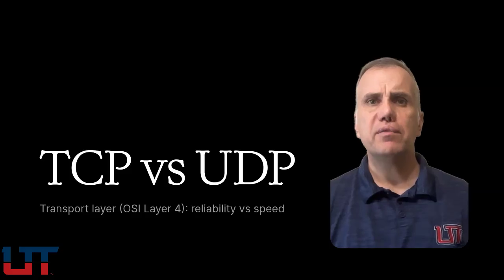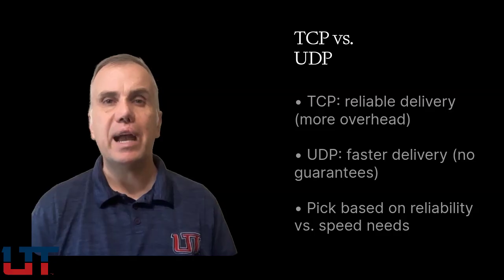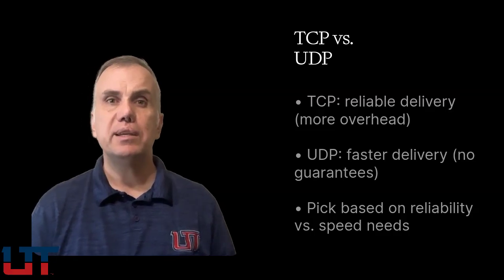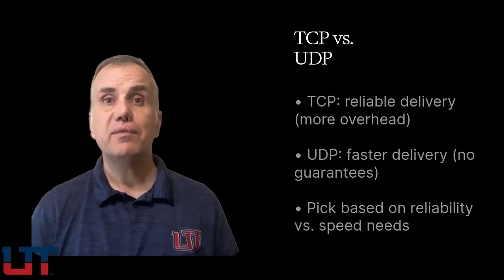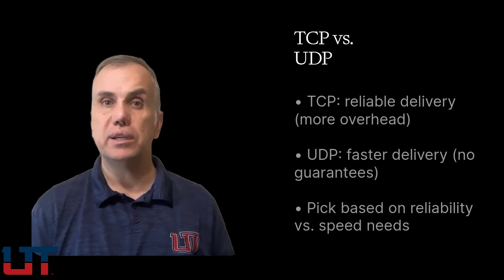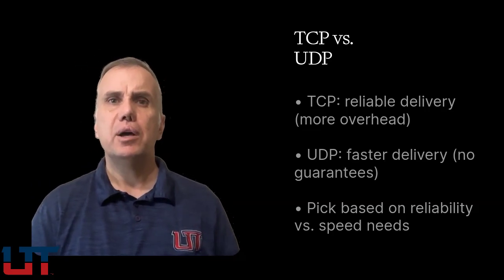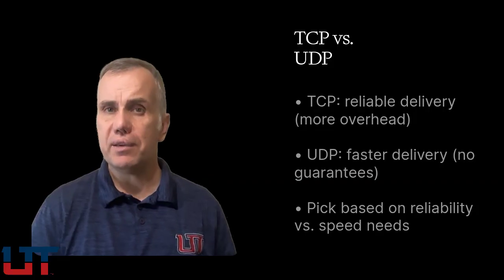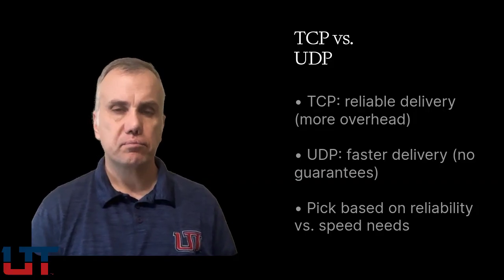The core trade-off between them is reliability versus speed. TCP guarantees delivery but adds overhead. UDP is faster but offers no guarantees of delivery. Both have a place in IT and OT environments, and knowing which one a given protocol uses helps you understand how it will behave when the network is stressed and what happens when it isn't.